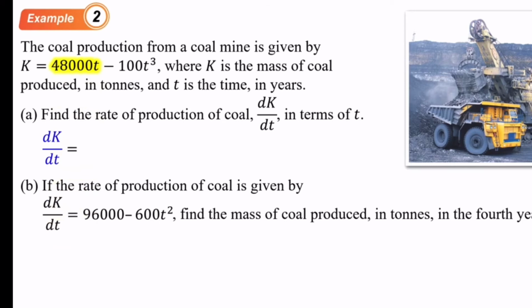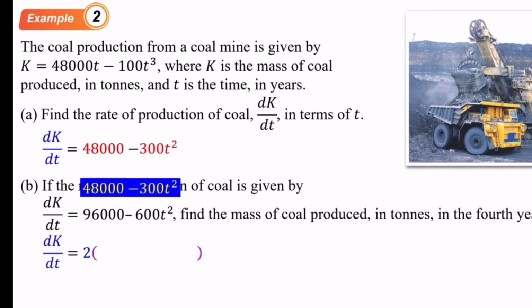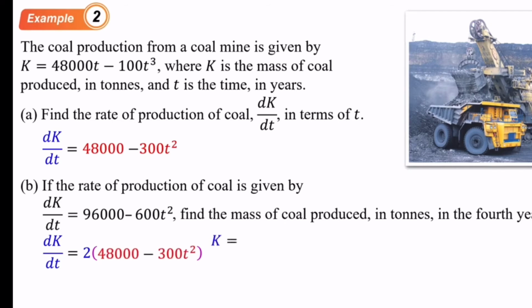So the first step is we differentiate dK/dt: 48,000 minus 3 times 100 times t to the power of 3 minus 1, which is 2. So the first step, you differentiate. In fact, this is your dy/dx, but we don't have y or x. What is representing y? Of course, K and T. So the rate of production of coal is given by dK/dt, and it was given in the question.